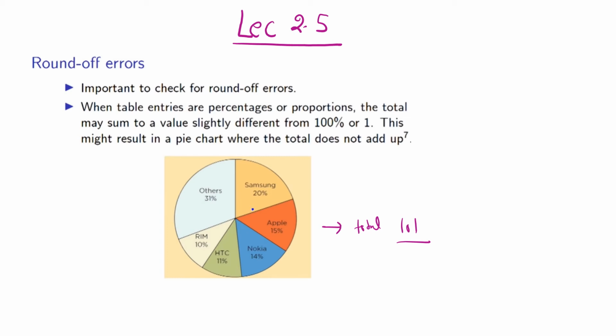When table entries are percentages or proportions, the total may sum to a value slightly different from 100% or 1. If the total comes out different from 100% or 1, then it is showing the round off error. This might result in a pie chart where the total does not add up to 100. Here, look, here it is showing different companies' percentages. And if we add this total, it becomes 101. It means it has the round off error.